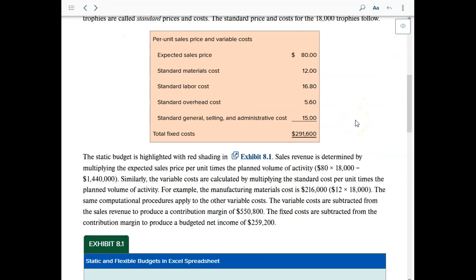Here are the numbers to start with. We have a per unit sales price and variable cost, and then we have a total fixed cost amount. When you look at this budget, or these set of numbers, don't be confused. This is not supposed to add up to total fixed cost. Maybe they should have had a double underline here, and maybe it would make it more clear. But anyway, the expected sales price is $80 per unit. You can see the unit cost for materials, labor, and overhead, and also general selling administrative cost.